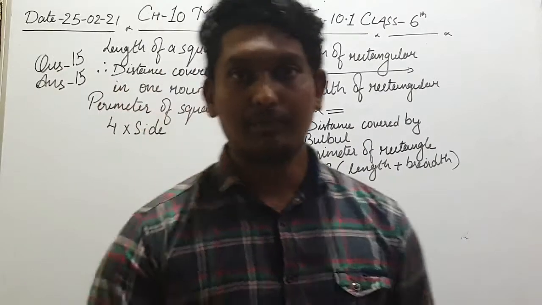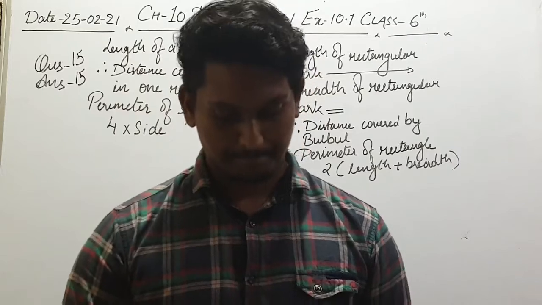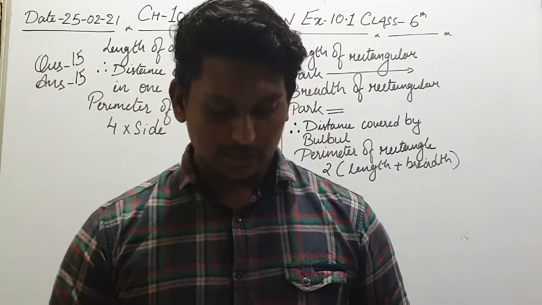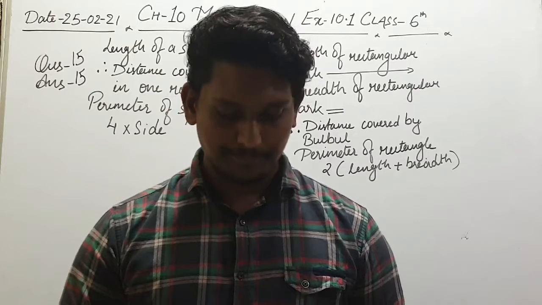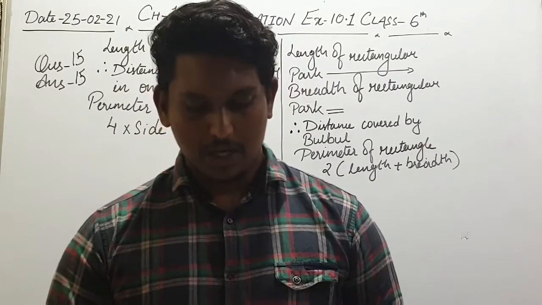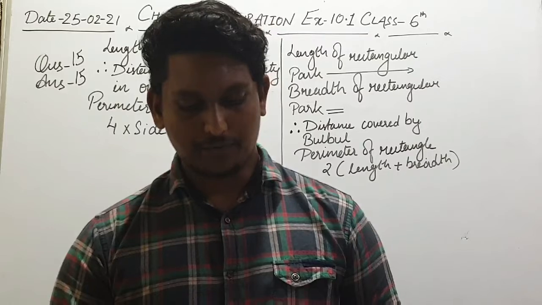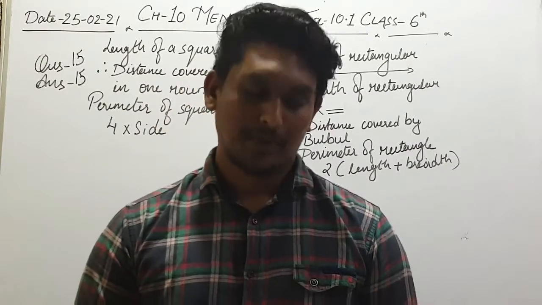Okay, now come to question number 15. So, I'm just reading the question. Sweetie runs around a square park of side 75 meter. Bulbul runs around a rectangular park with length 60 meter and breadth 45 meter. Who covers less distance? Okay.